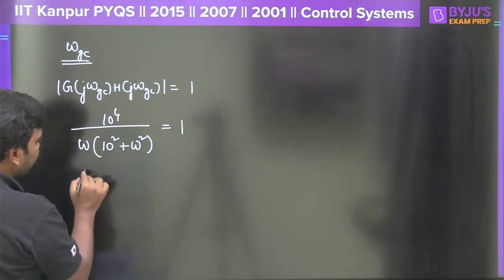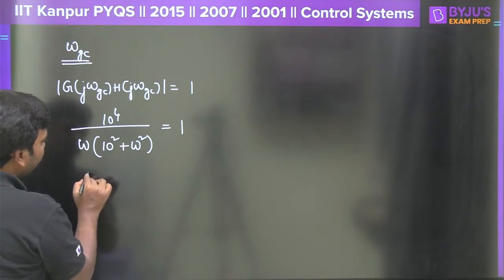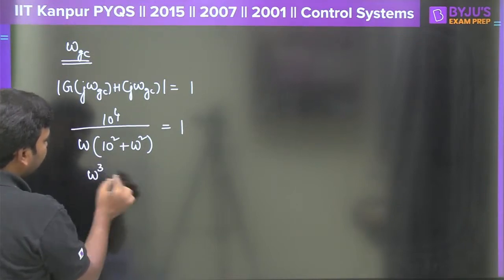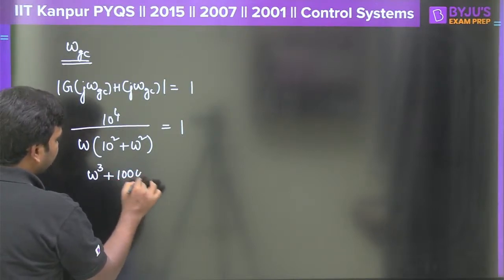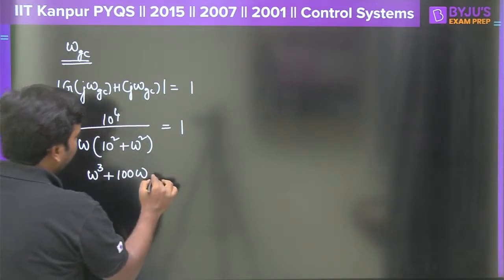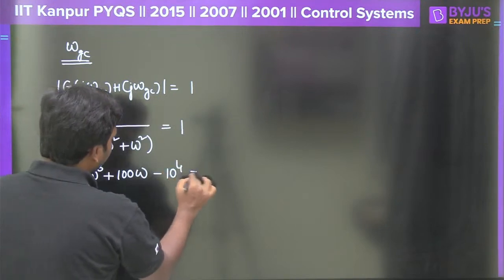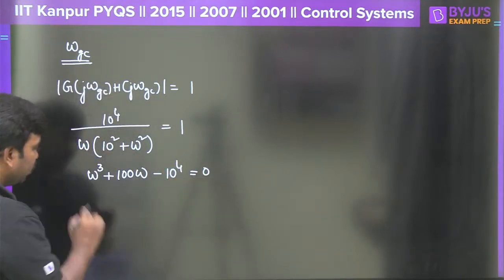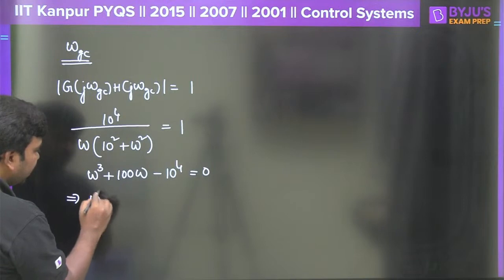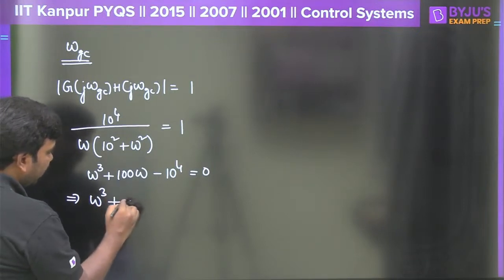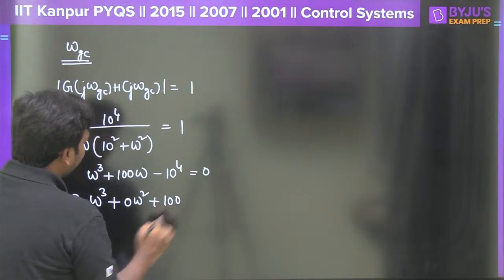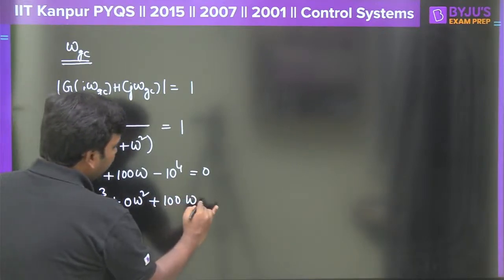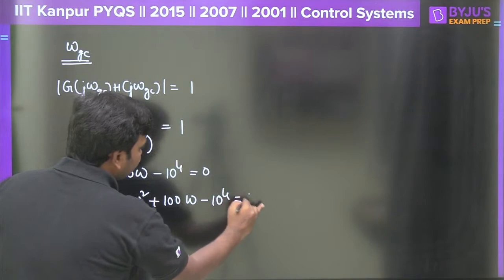So omega GC must be equal to this. So 10 power 4 divided by omega into the square root of 10 square plus omega square equal to 1, correct? So anyway, this is omega GC now. So here you will have omega cube, and then plus 100 omega, and minus 10 power 4, this would be equal to 0. This can be written as a characteristic equation: omega cube plus 0 into omega square plus 100 into omega minus 10 power 4, that must be equal to 0.